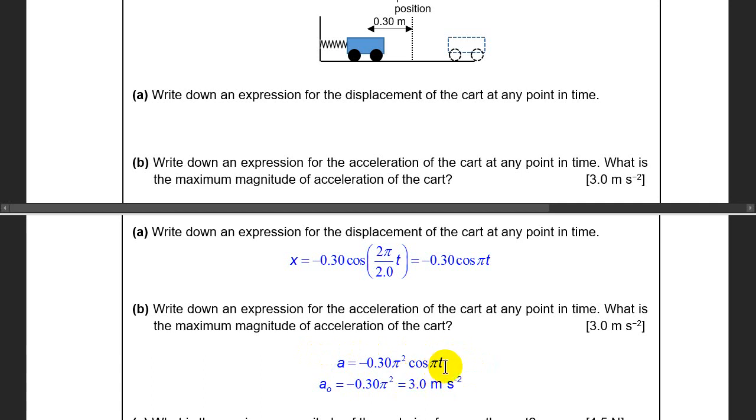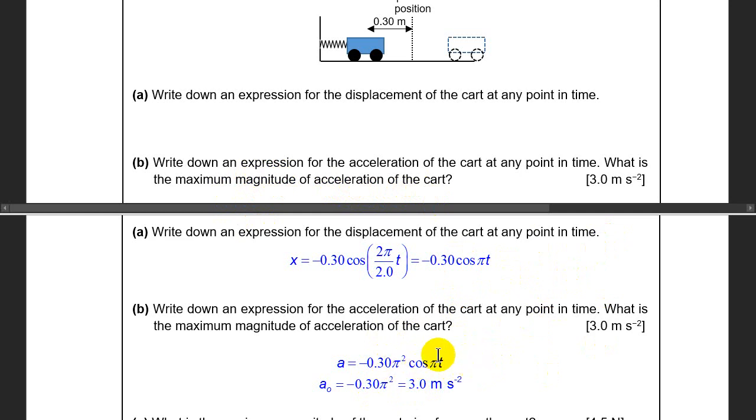Okay, you can refer to the last page of the lecture notes, all the formulas for x, v, and a. Okay, so this is the formula for a. But basically we can derive the a by just differentiating this 2 times. Okay, then what's the maximum magnitude of the acceleration?